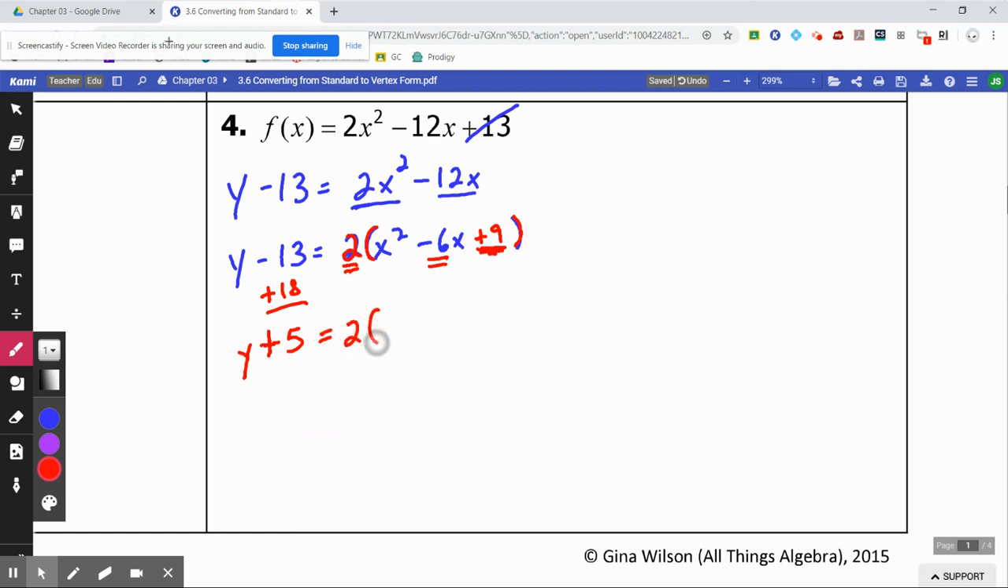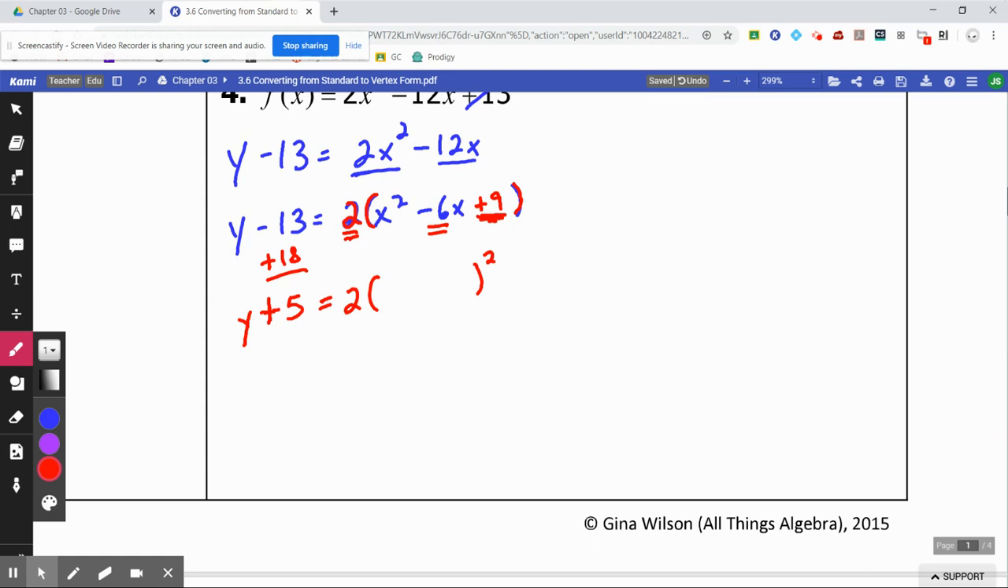Bring down the 2 and factor. Anytime you complete the square, you're always going to factor right after. And since you completed a square, this should factor into a perfect square. X times x gives you x squared. What adds to give you -6, multiplies to give you a +9 would be a -3 and a -3. If you don't get a perfect square, then it was not done correctly.